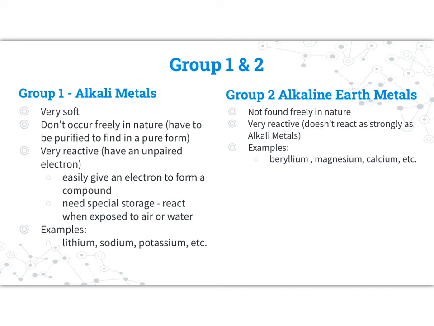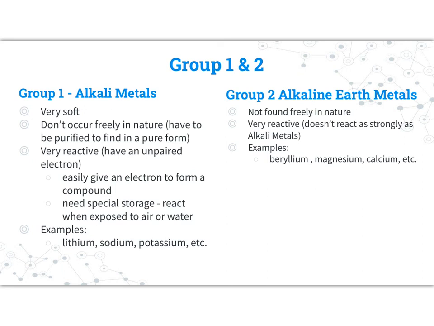They need very special storage because they react when they are exposed to air or water. So a piece of metal from a group 1 alkali metal is actually kept in oil because oil repels water and it will completely seal around that piece of metal. Examples are lithium, sodium, potassium.